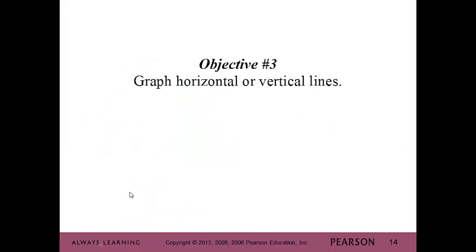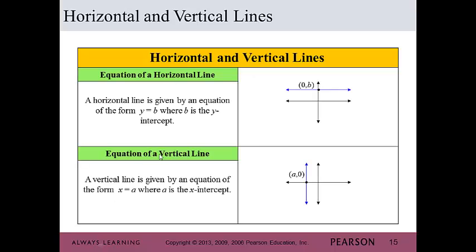Alright, so objective 3 is now graphing horizontal and vertical lines. Let's look at the horizontal line first. The horizontal line goes left to right, which means it's going to cross the y-axis. So it's the equation y equals b. And where it crosses the y-axis is the y-intercept. So b is the y-intercept. And it goes left to right.